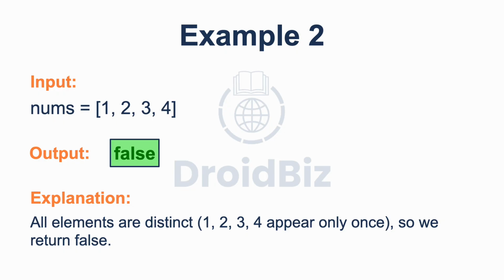Now, let's see example 2. The input array is 1, 2, 3, 4. The output is false. Why do we return false? Look at the array carefully. All elements are distinct. The numbers 1, 2, 3, and 4 each appear only once. There are no duplicates in this array, so we return false. This is the opposite case from example 1.